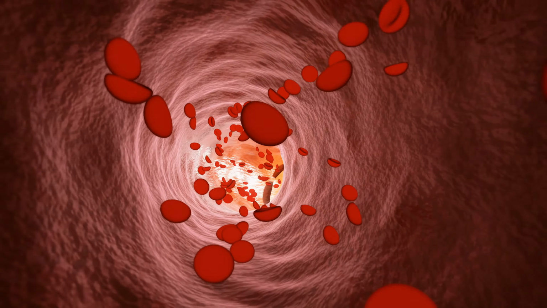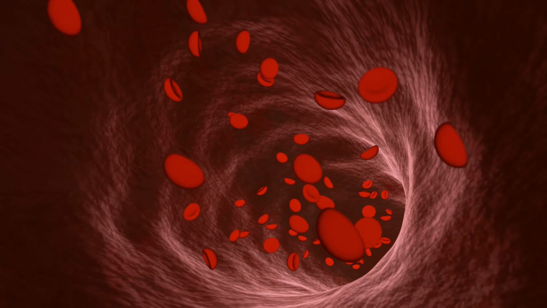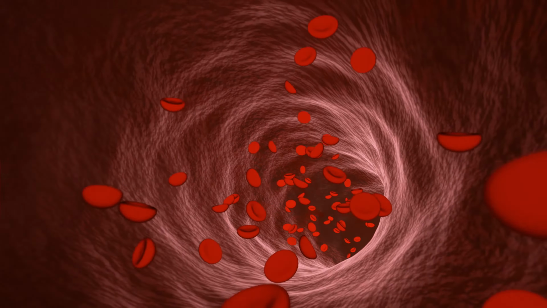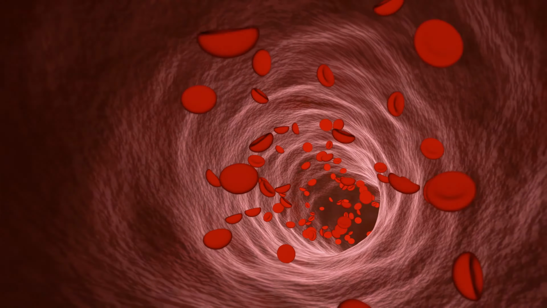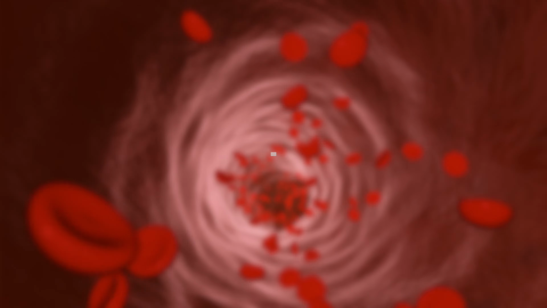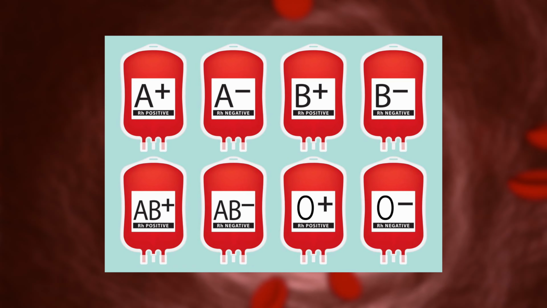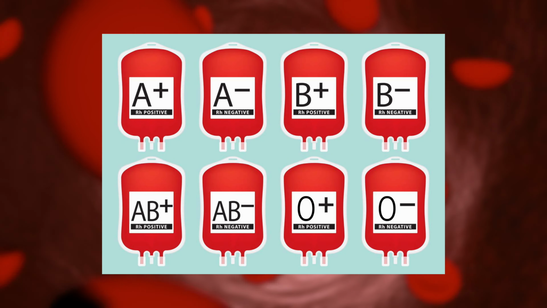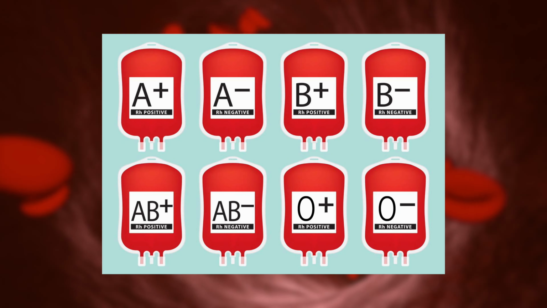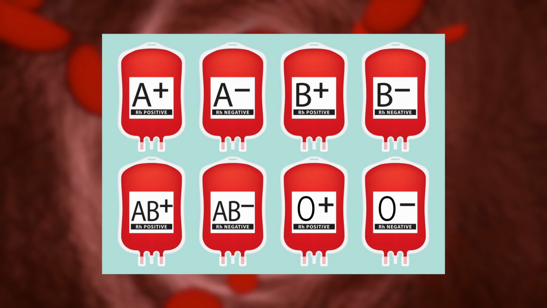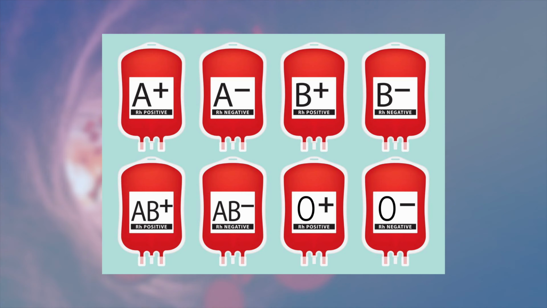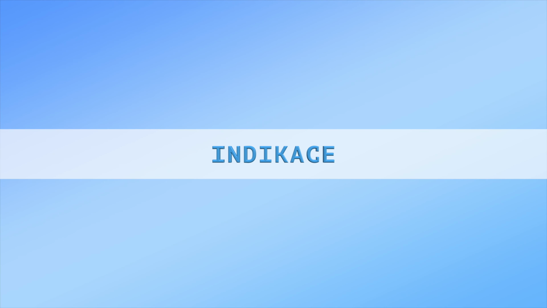Blood groups represent a way to classify blood based on the presence or absence of specific antigens on the surface of red blood cells. These antigens can trigger an immune response if recognized as foreign. There are several blood group systems, but the most well-known and important are the ABO system and RH system.